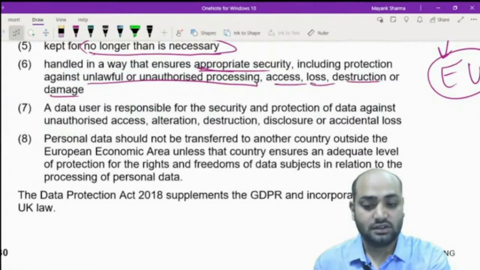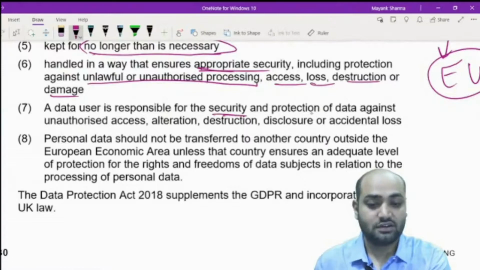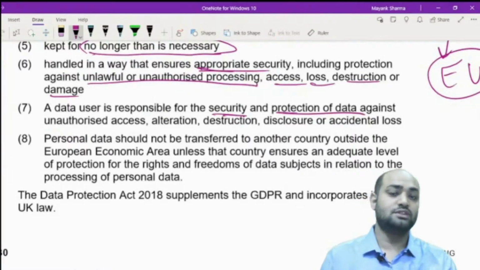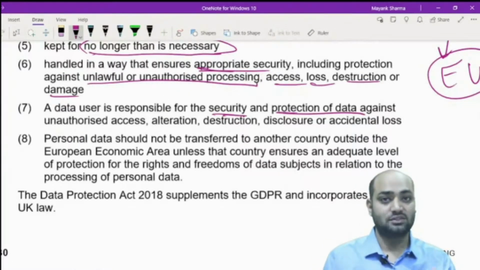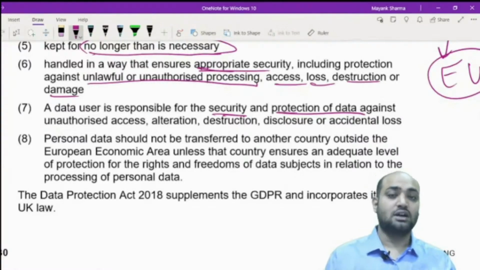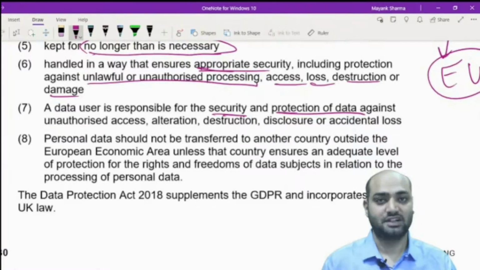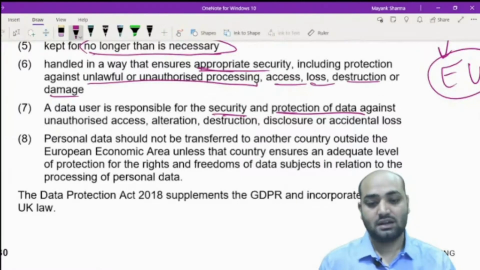The data user is responsible for the security and protection of data. So now who is the data user? Data user is the business or the company who is asking the individuals or customers for data, right? For example, I am making an app and my app is asking for your data. So I am the data user. You are the data provider. All right. So the data user means me.